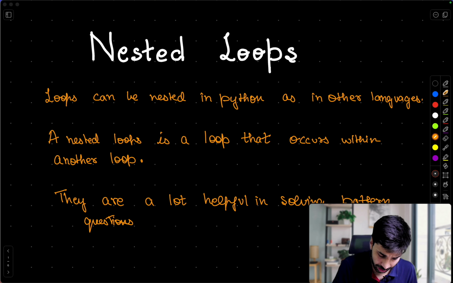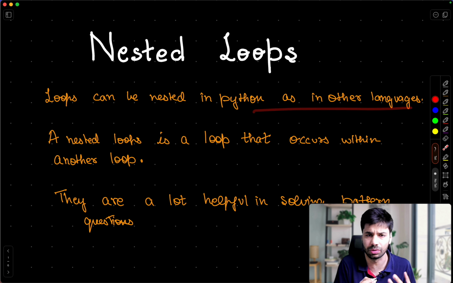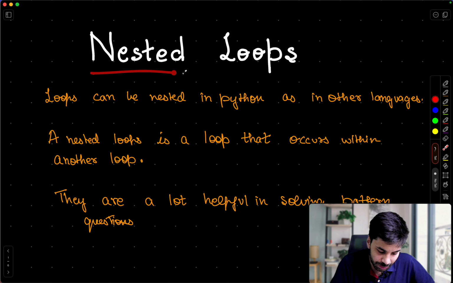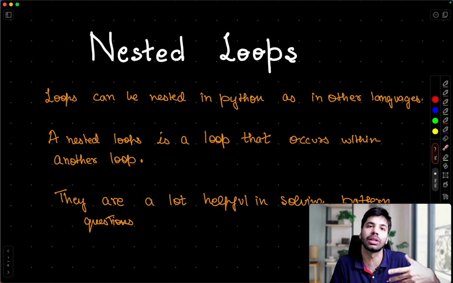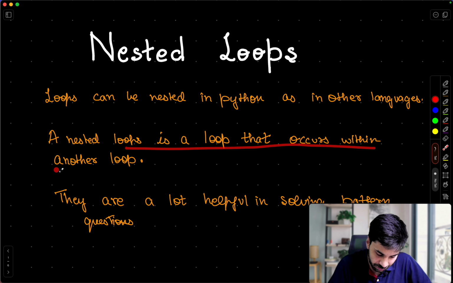Loops can actually be nested in Python, as is the case with other languages. Nesting of loops means a loop within a loop. Nesting is a concept like something within something, right? So nested loops mean that you are writing a loop and there's another loop inside that particular loop. A nested loop is a loop that occurs within another loop.